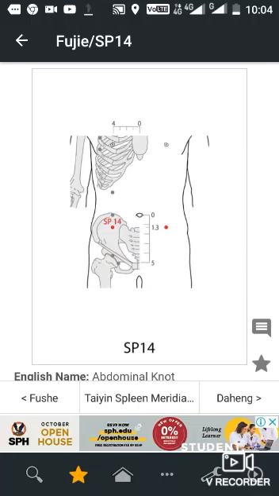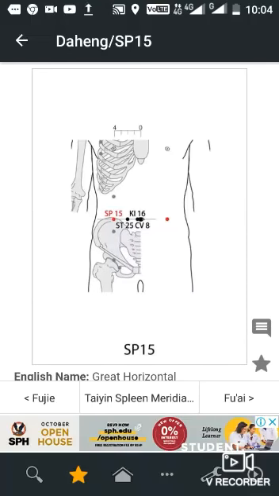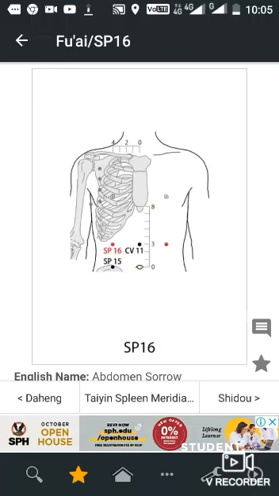Next, spleen 14. 1.3 cun below Daheng, spleen 15, 4 cun lateral to the midline. Next, spleen 15. On the abdomen, 4 cun lateral to the center of the umbilicus. Next, spleen 16. 3 cun above Daheng, 4 cun lateral to the midline.